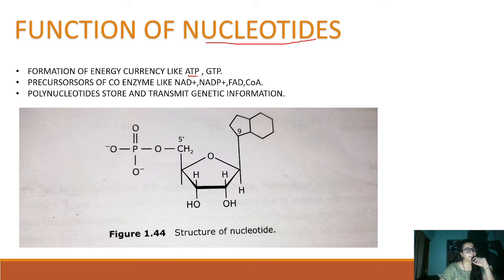They are mainly ATP currency, and they are the precursor of certain coenzymes like NAD and NAD+, and also the polynucleotide helps in the transmitting of the genetic material. This is the structure of the nucleotide.